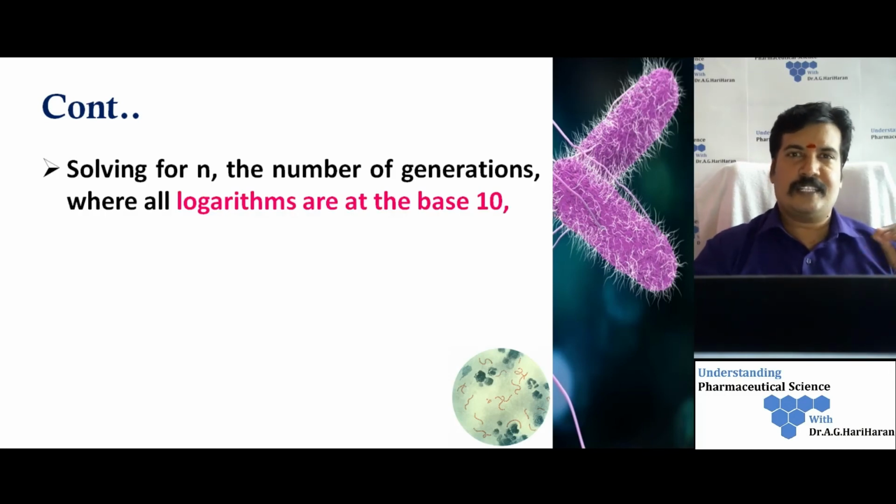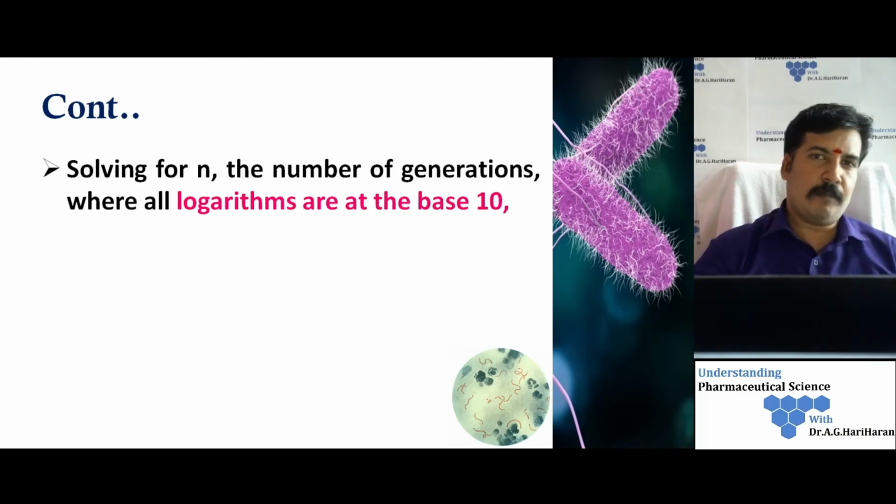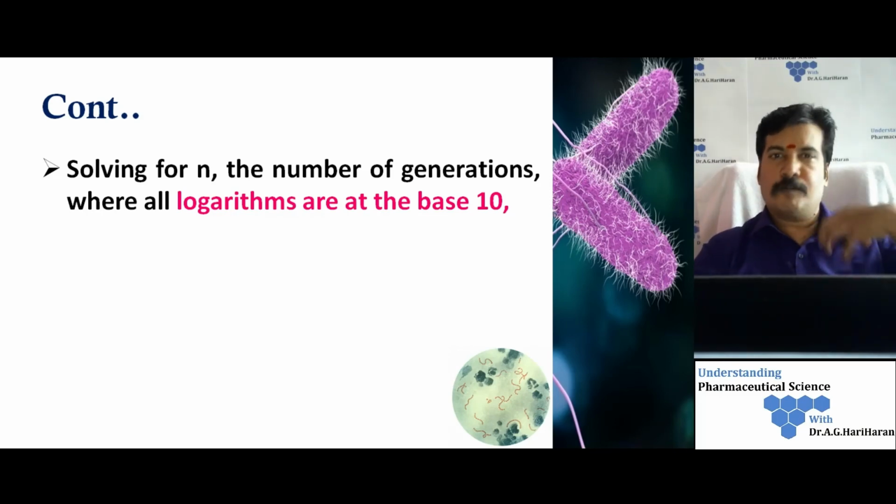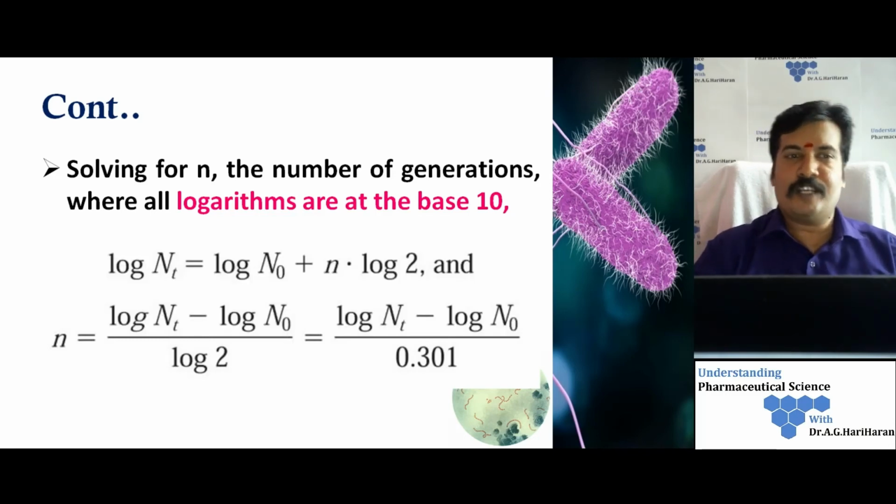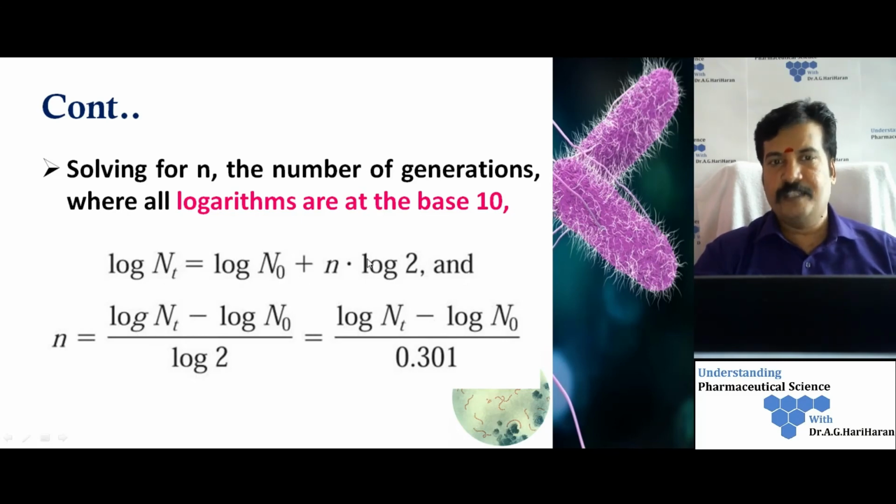So let's take the logarithmic form. Since the normal form gives a parabolic curve, for mathematical calculation we need the logarithmic form. So I put log on both sides. Log nt is equal to log n0 plus log 2 to the power n, and the n can be brought down, n dot log 2. What I need to calculate is the generation time, so we need the number of generations. Since we have nt and n0, we have to calculate n. So I keep the n on this side.